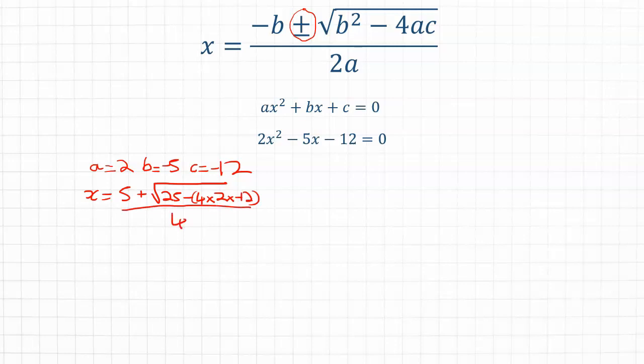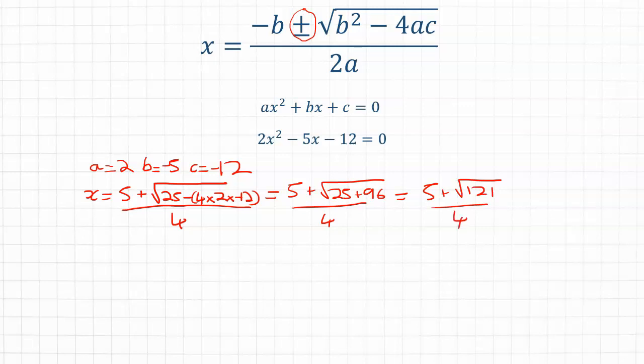Let's deal with what's in the square root first. 25 minus 4 times 2 times minus 12, which is minus 96. So 25 minus minus 96 is 25 plus 96, which is 121. Now the square root of 121 is 11, so we have 5 plus 11 over 4, which is 16 over 4, which is just 4. Therefore, the first value we have for x is 4.